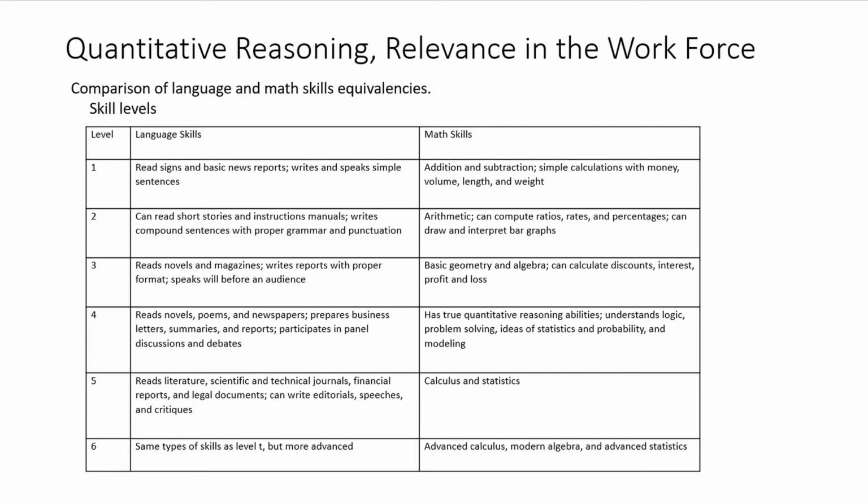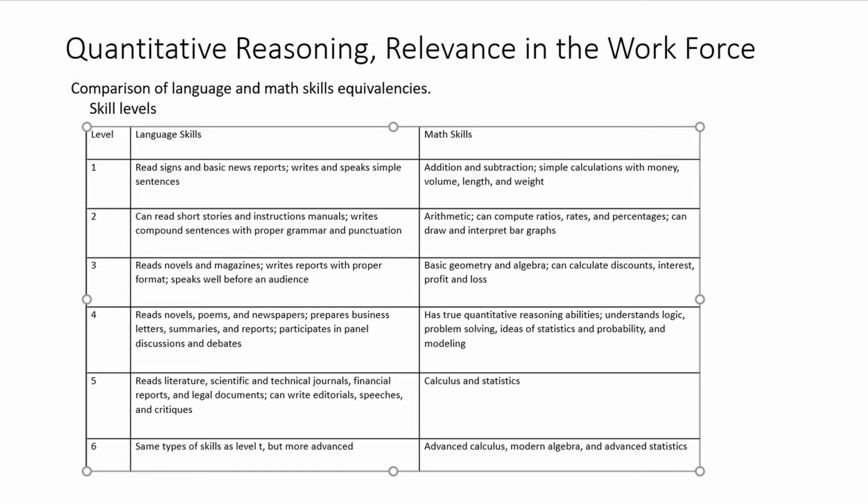Second level can read short stories and instructions manuals, writes compound sentences with proper grammar and punctuation. The equivalent math skill is arithmetic. You can compute ratios, rates, and percentages, can draw and interpret bar graphs. Level 3 reads novels and magazines, writes reports with proper format, speaks well before an audience. The commensurate math skills, basic geometry and basic algebra, can calculate discounts, interest, profit, and loss.